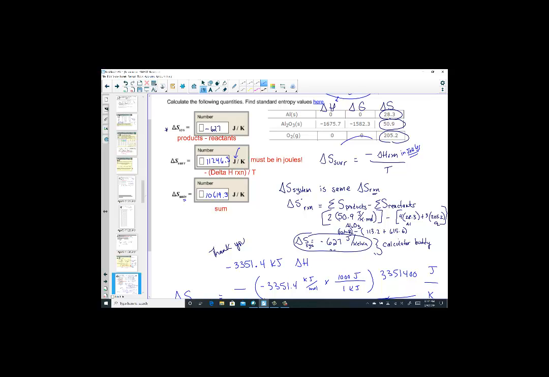That's some good work. We used the system, products minus reactants. Then we found the surroundings by taking enthalpy over Kelvin, and then added the two to find the system plus surroundings, giving us the universe.